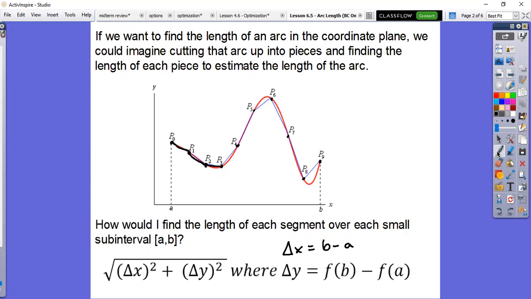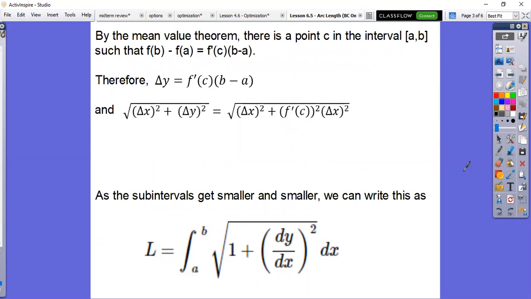Well, if this function is continuous, then by the mean value theorem, there has to be some point c within that interval a to b, where f of b minus f of a equals f prime of c times b minus a. This is helpful because f of b minus f of a is delta y, and b minus a is delta x. So then delta y would be equal to f prime of c times delta x.